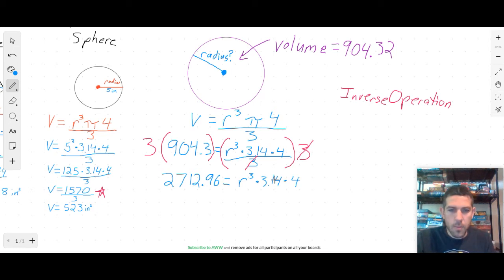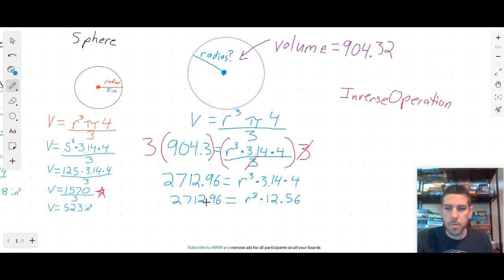Let's see. Now this 3.14 times 4, that's just kind of glaring out to me. That's begging to be multiplied. So I'm going to go ahead and multiply 3.14 times 4. When I do that, it comes out to 12.56. So I'm just going to simplify this problem by multiplying the 3.14 times the 4. The rest of the problem I have not really changed at all. I'm just rewriting it. So that's a little simpler, simplified. Okay, so this is what I'm left with. 2712.96 equals r cubed times 12.56.